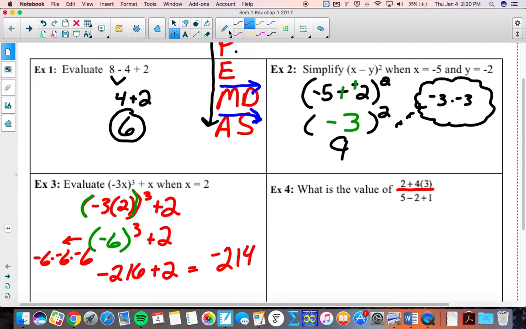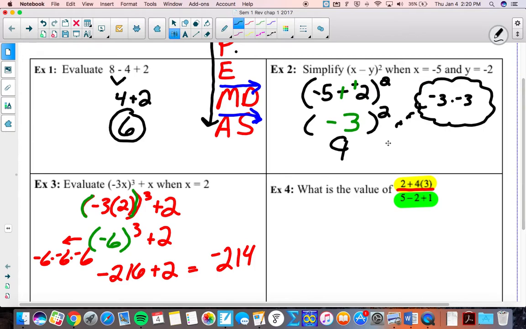In other words, I'm going to simplify the top. Just figure out what one value that top simplifies to. And I'm going to figure out what one value the bottom simplifies to. And once I get those respective values, I'm going to take the top divided by the bottom.